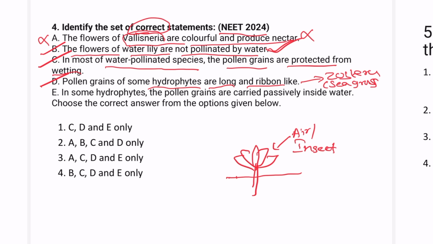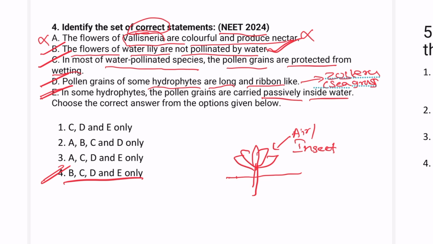And statement E, in some hydrophytes, the pollen grains are carried passively inside the water. Yes. In some hydrophytes, the pollen grains are carried passively inside the water, whereas in some hydrophytes, the pollen grains are carried on the surface of water. In Vallisneria, it is carried on the surface of water, whereas in case of Zostera, the pollen grains are carried passively inside the water. So this statement is also right. So which are the correct statements? Statement B, C, D, and E. So the answer is fourth option.